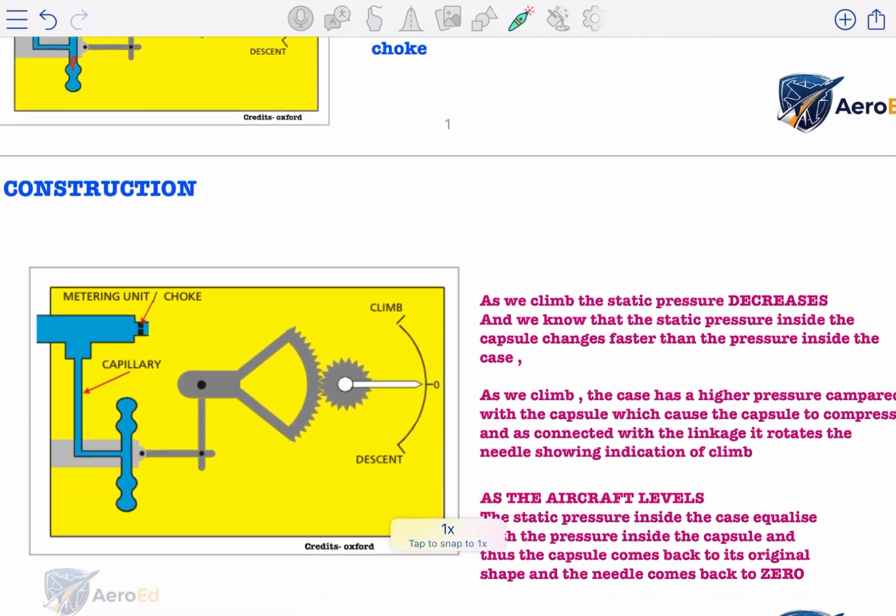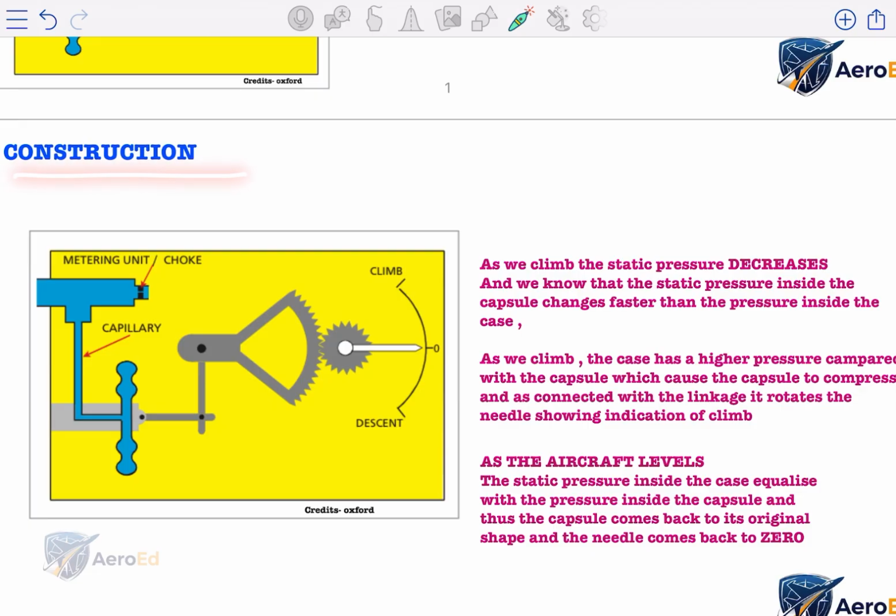Next we're gonna understand the construction of the vertical speed indicator. So I will explain when the aircraft climbs, what happens to the instrument and how the VSI indicates a rate of climb. When the aircraft climbs, the static pressure decreases, and we know that the static pressure inside the capsule changes faster than the pressure inside the case. As we climb, the case has a higher pressure compared with the capsule, which causes the capsule to compress. And as connected with the linkage, it rotates the needle, showing indication of climb.